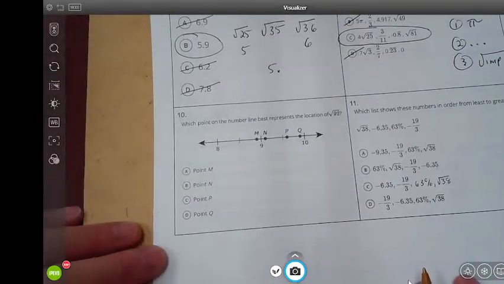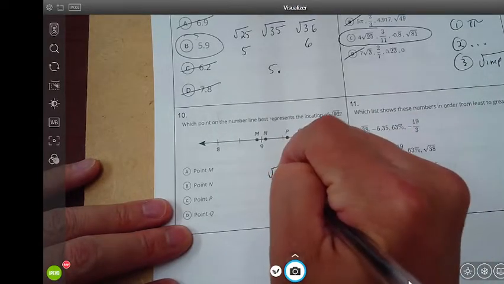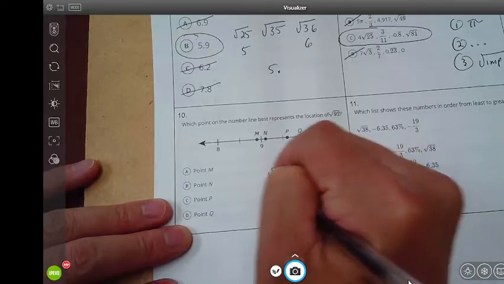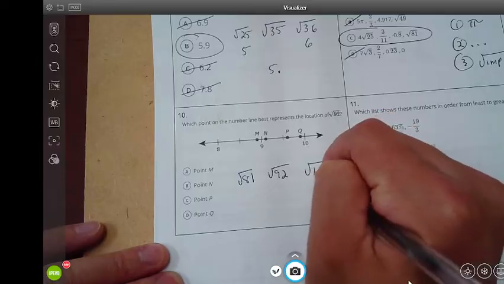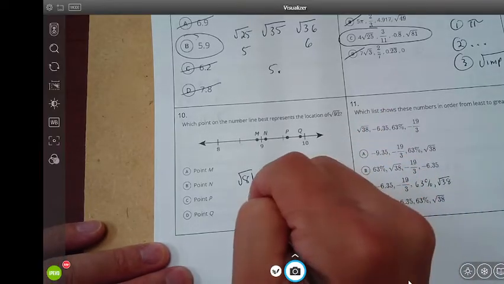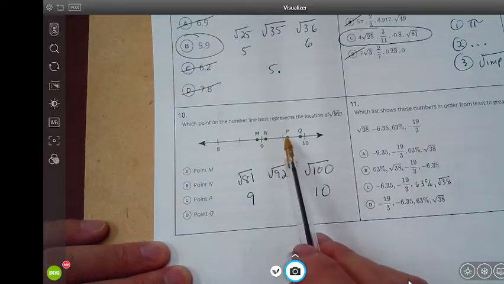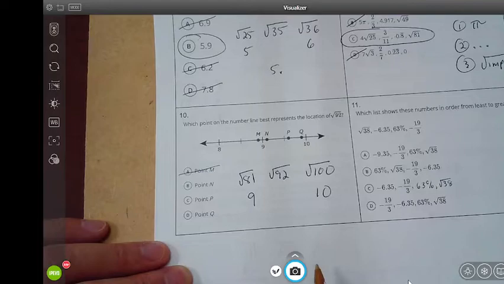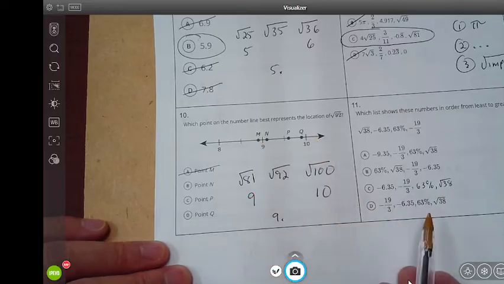All right, number 10, the square root of 92. Let's take a look at the square root of 92. The next lowest perfect square is square root of 81. The next highest perfect square is square root of 100. It's between 9 and 10. Since it's between 9 and 10, there's 3 points that are between 9 and 10. M is not going to be an option. M is less than 9. So we got a 9 point something number. All of these are 9 point something numbers.